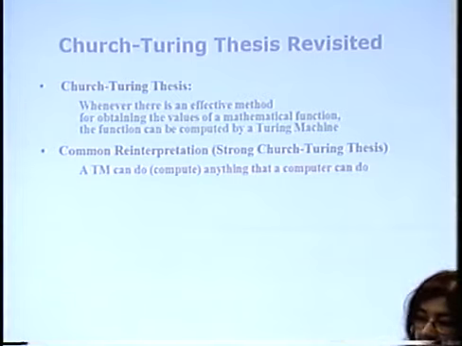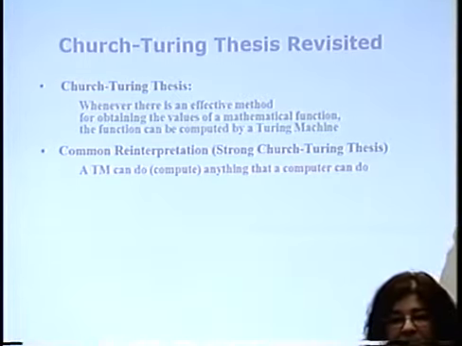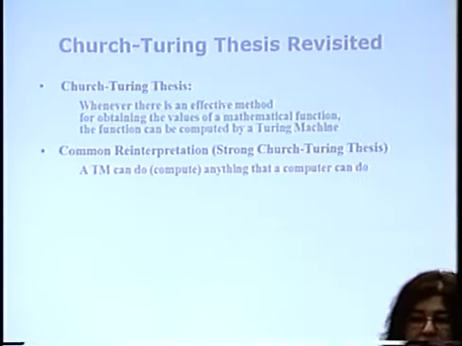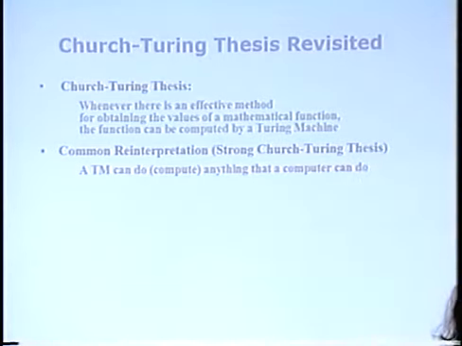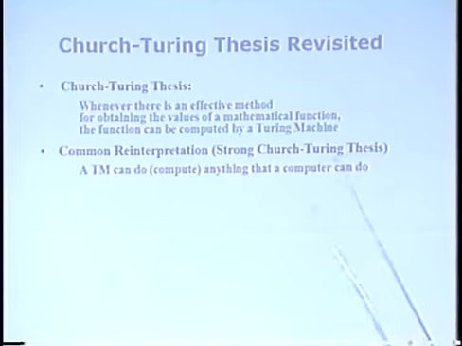Okay? So now we need to contrast it with a common reinterpretation of it that we call the strong Church-Turing Thesis. The strong Church-Turing Thesis, which is the way we usually understand the Church-Turing Thesis, says a Turing machine can do or compute anything that a computer can do.